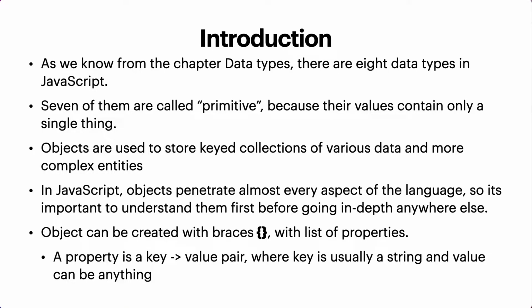A property is basically a key value pair, where the key is usually a string and the value can be anything. So within these braces, we define a list of properties, and the key should be a string, and the value could be anything. It could be a number, it could be a string itself, or it could be another object, a nested object, which we'll learn in the next lectures. So let's define our first object and see how it looks.